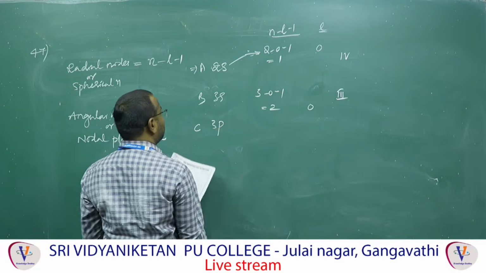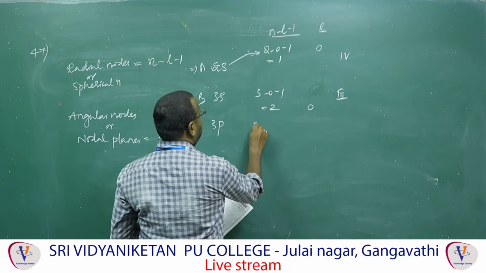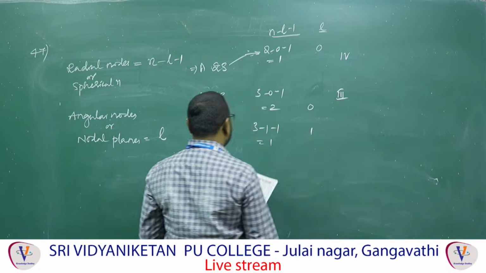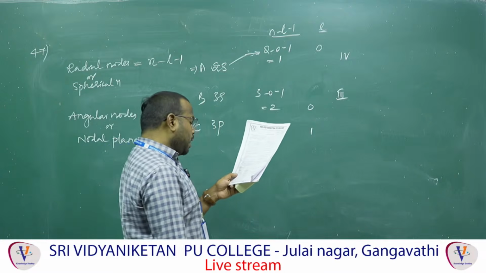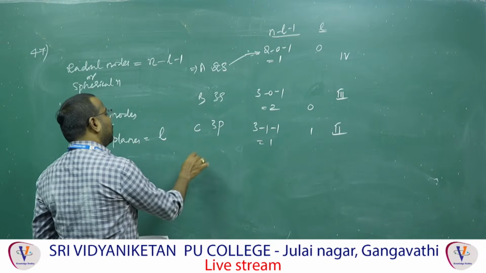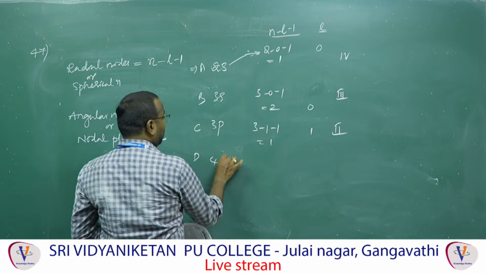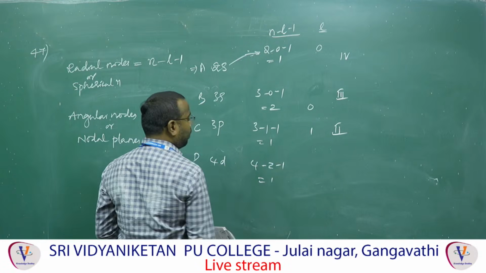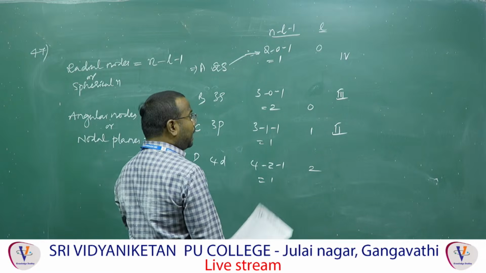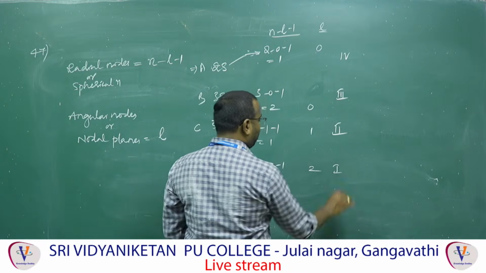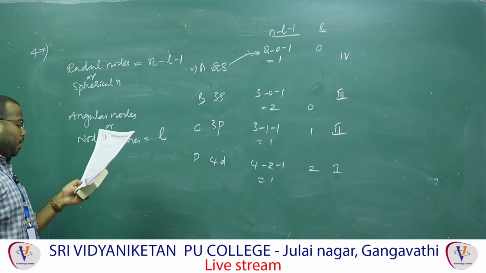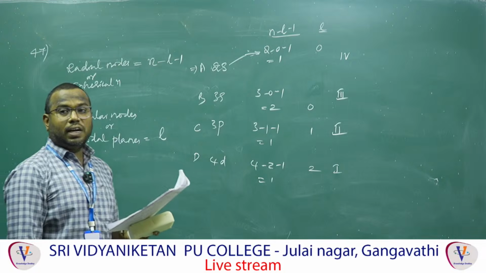Moving on to C, 3p: 3 minus 1 minus 1 is 1, and p is 1. Therefore, 1 comma 1, which is the second one. Third, D, 4d: 4 minus 2 minus 1 is 1, and then 2, because for d the l value is 2. Hence, we are left with 1. As a result, the matching is A4, B3, C2, D1. Option number 4 is the correct answer.